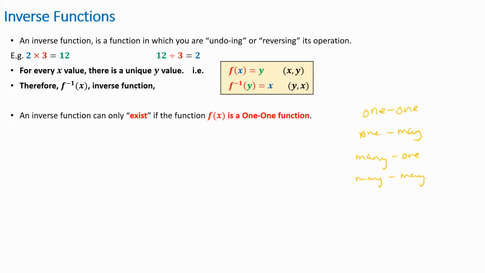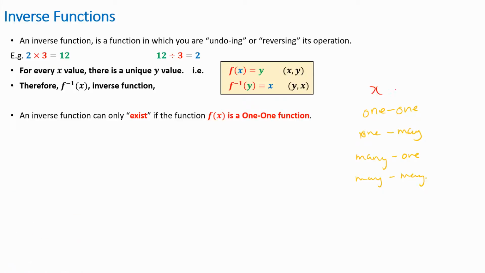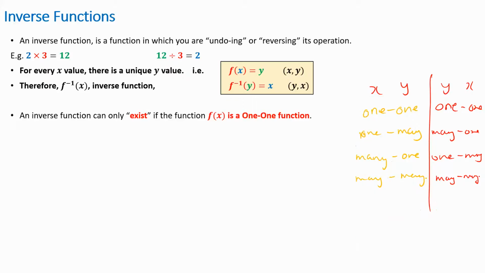Out of all of them, the only time you switch the x and y's, which I'm going to do here, if this is your x and that's your y, so 1 x to 1 y, if we switch them to be y and x, this will still become 1 to 1. This will become many to 1. This will become 1 to many. And this will become many to many. Right? Now I want you to have a look at this.